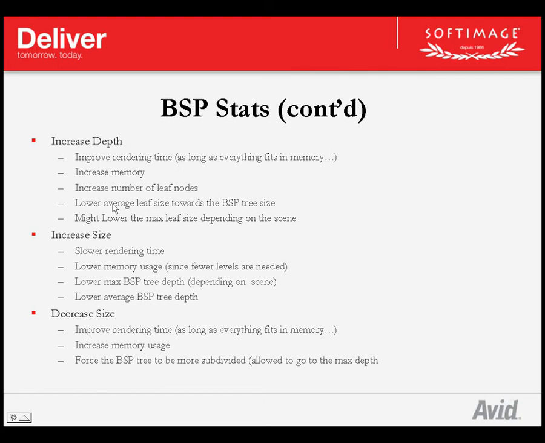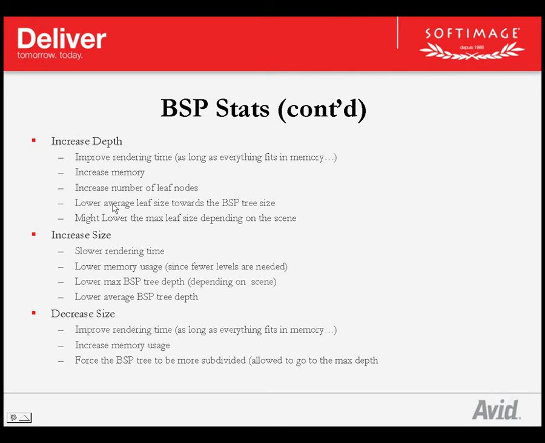Increasing the depth will lower the average leaf size towards the BSP tree size. If, for example, you say I want to limit the depth to 1, and I have 1,000 triangles, and you're only allowed to go to depth 1, it means that it will only create 2 voxels of 500. Even though you set the size to 10, the depth has a higher priority compared to size.